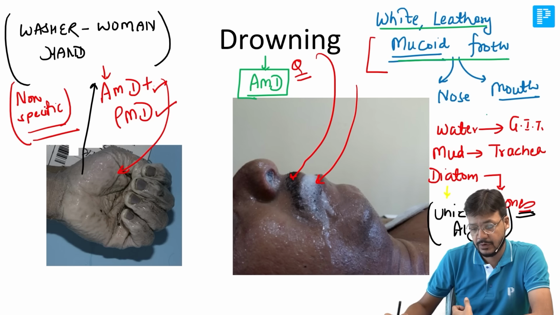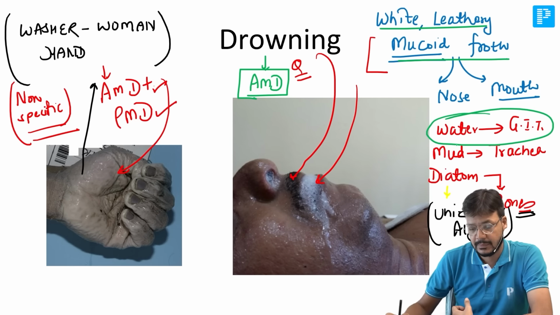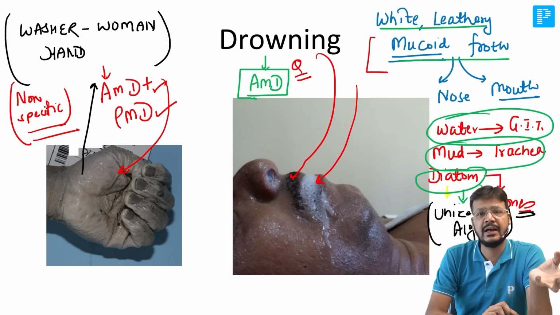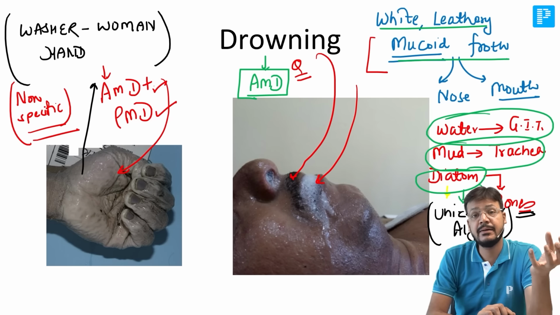What are the other findings of antemortem drowning? As you can see, water in the GI tract, mud particles in the trachea, and diatoms in bone. Diatoms are actually unicellular algae which can be present in your body after drowning. So diatoms are very important for antemortem drowning.